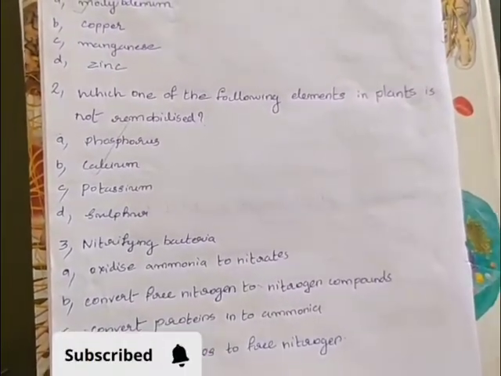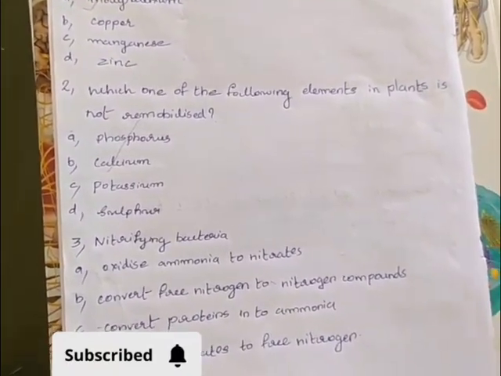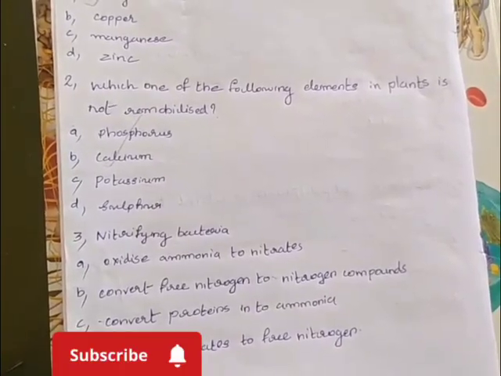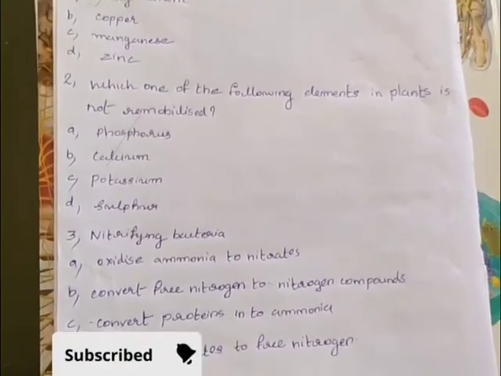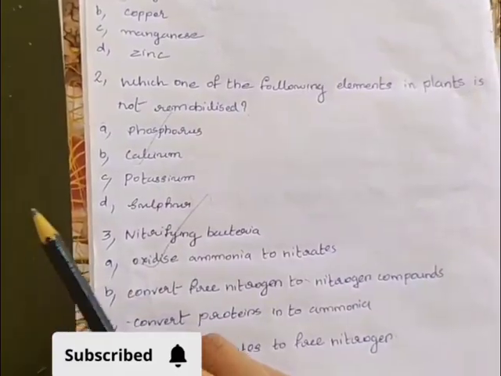Nitrifying bacteria. Option A. Oxidizes ammonia to nitrates. B. Convert free nitrogen to nitrogen compounds. C. Convert proteins into ammonia. D. Reduces nitrates to free nitrogen. Answer option A. Oxidize ammonia to nitrates.